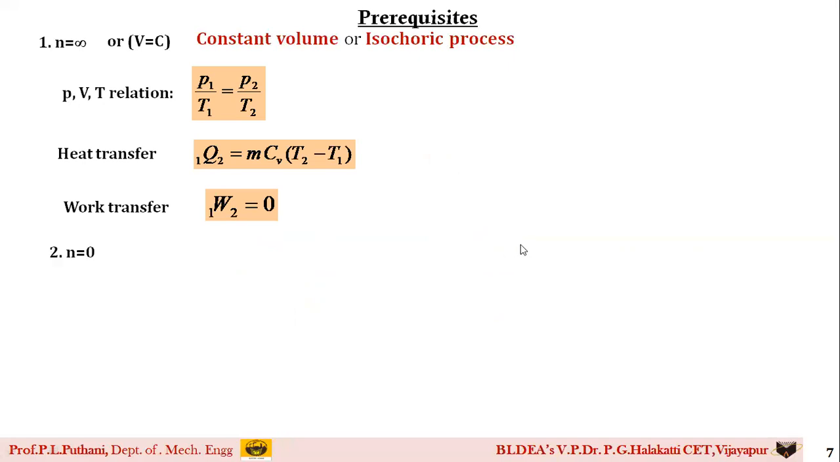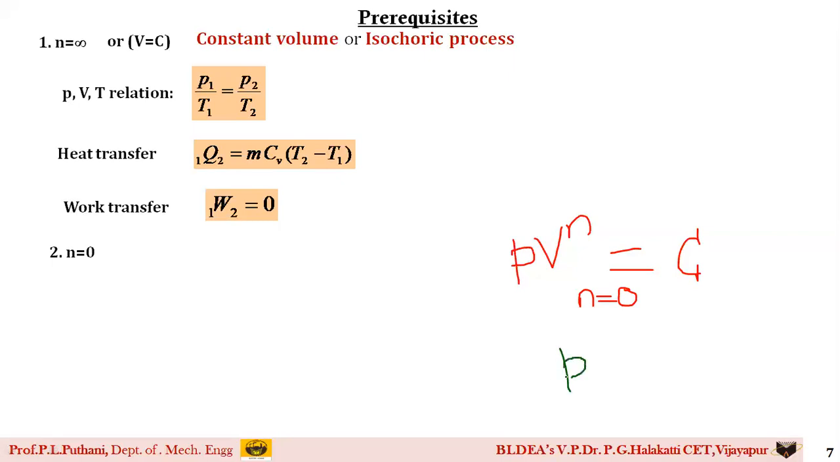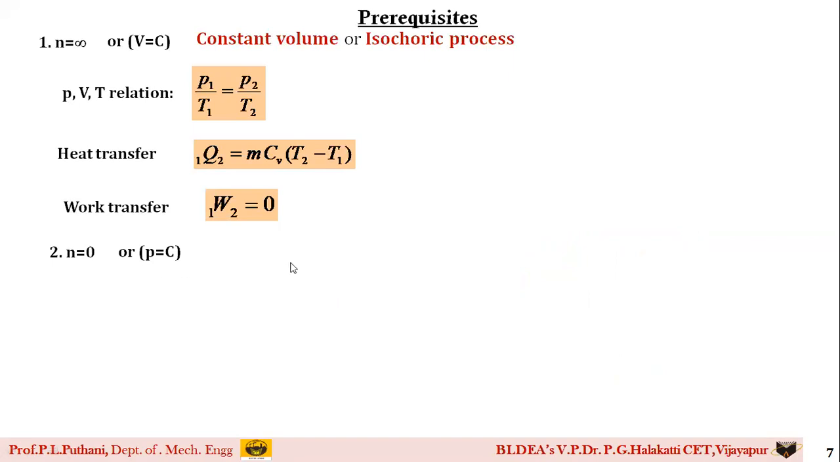Next, n is equal to 0, students. For the equation PV to the power of n is equal to C, if I substitute n is equal to 0 in the above equation, the corresponding equation I am going to get is P is equal to C, which means it is a constant pressure process, also known as isobaric process. So therefore, this can be written as P is equal to C, constant pressure or isobaric process.